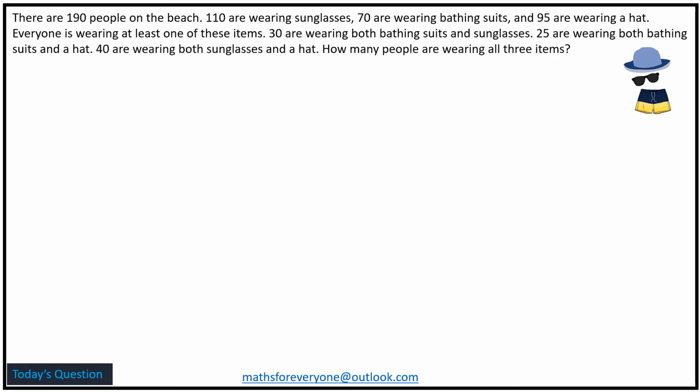The question today is: there are 190 people on the beach, 110 are wearing sunglasses, 70 are wearing bathing suits, and 95 are wearing a hat. They could be wearing any other clothes, but that's not what this question is about. So everyone is wearing at least one of these items. The question is focusing on three items: sunglasses, bathing suits, and hat.